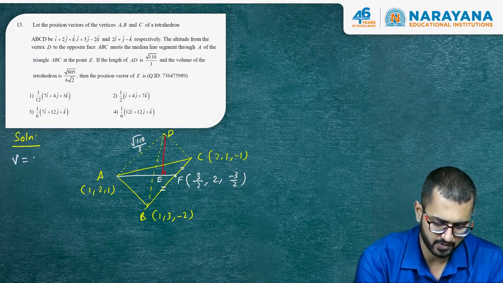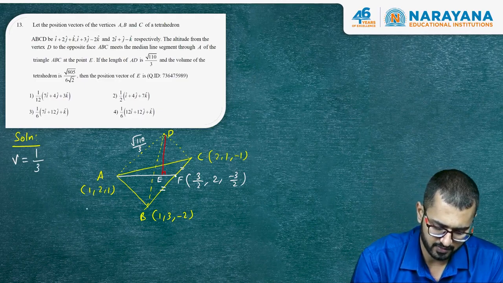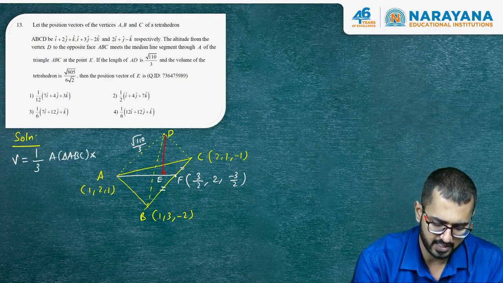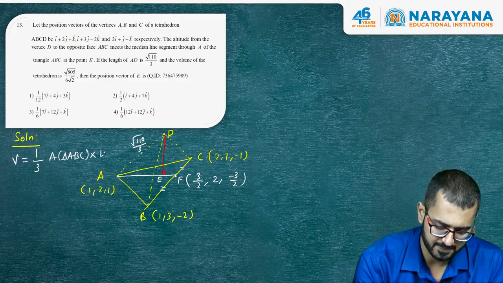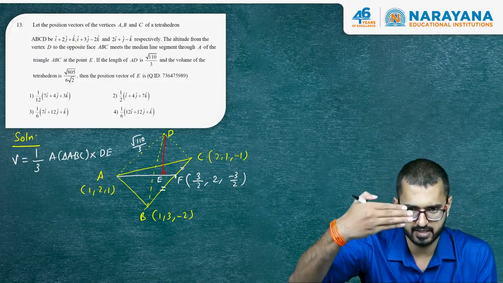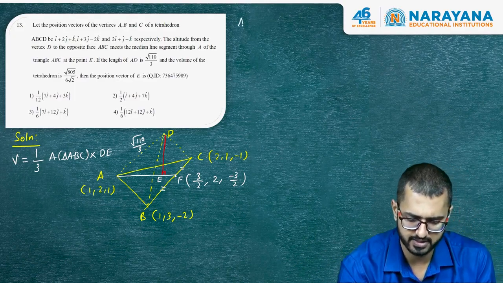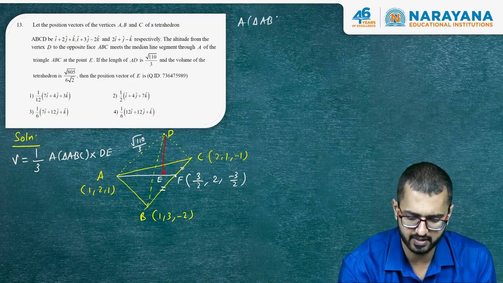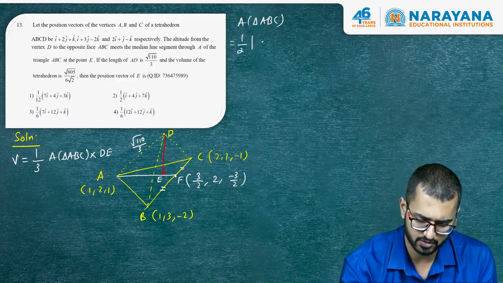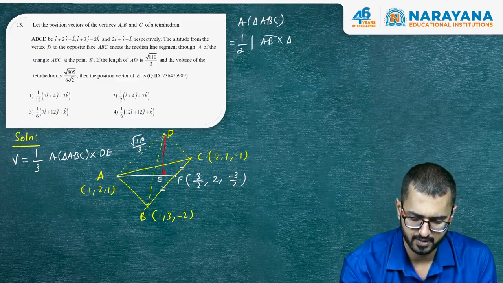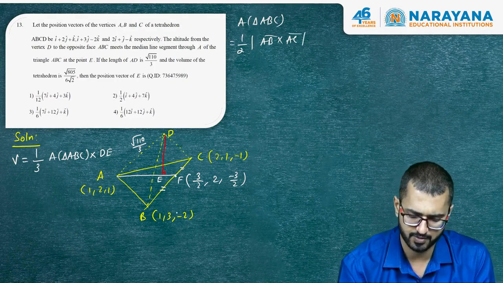So the volume of the tetrahedron is going to be what? 1/3 of base area, so area of triangle ABC, into the height. So height is my DE, that's the altitude. Now the base area is not given, we have to find it out. So let's find the base area. The area of triangle ABC will be simply half of the magnitude of AB cross AC. You can take any two, no problem.